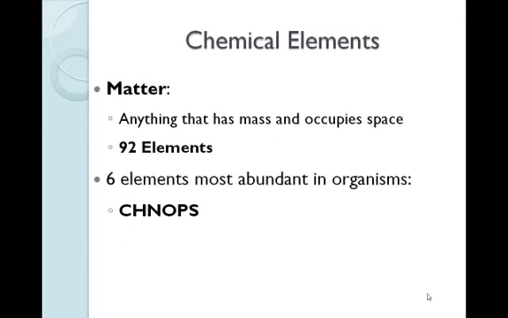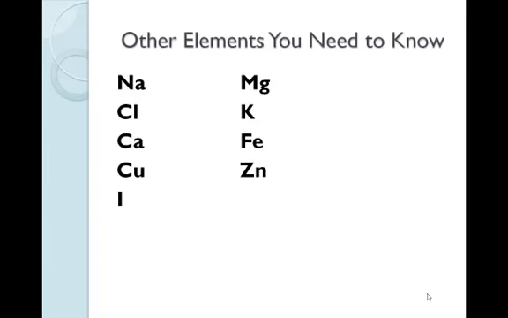Matter is anything that has mass and occupies space. Matter is composed of elements. There are 6 elements that are very abundant in living organisms. They can be summarized by the acronym CHNOPS, and each letter represents one of the elements. So C is carbon, H is hydrogen, N is nitrogen, O is oxygen, P is phosphorus, and S is sulfur.